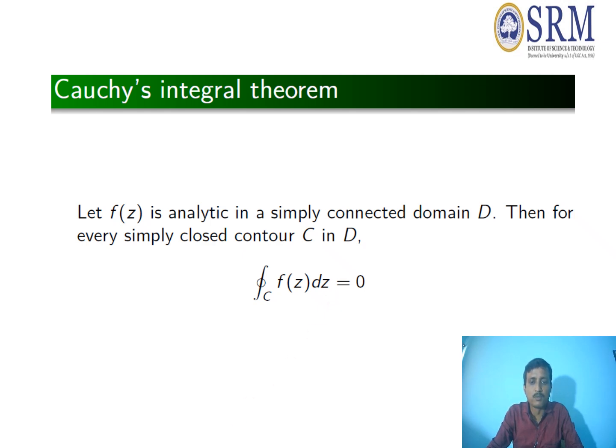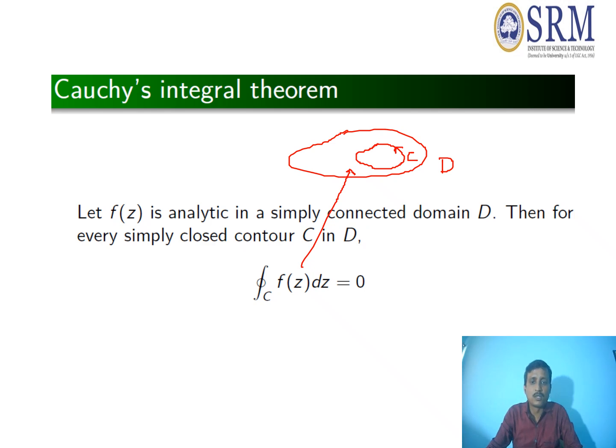What is this statement basically saying? f(z) is analytic in a simply connected domain D. So this is a simply connected domain D, and C is a closed contour that lies inside D. So what is f(z)? This f(z) is analytic in D, and C lies inside D.